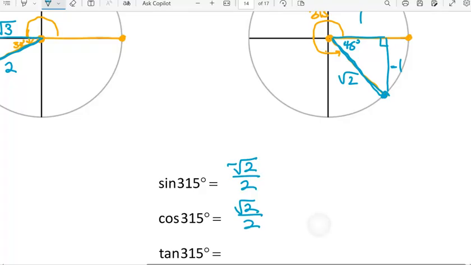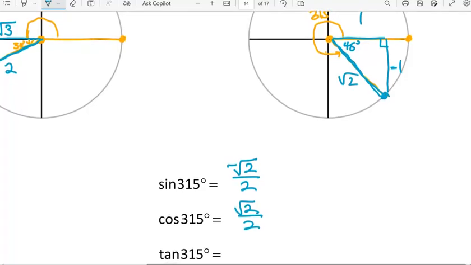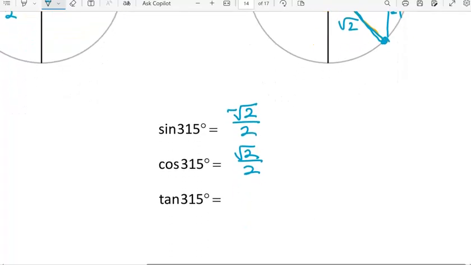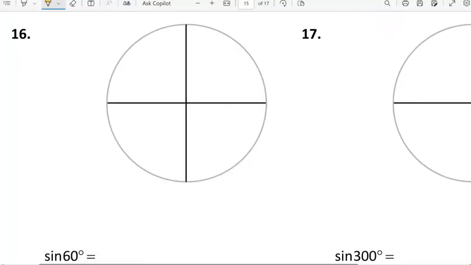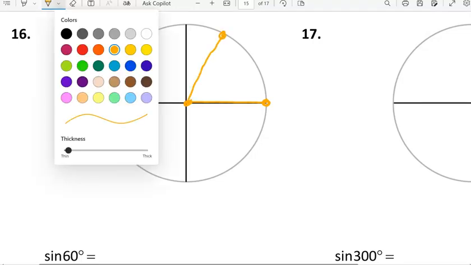And tangent is the ratio of opposite to adjacent. That's going to be -1 over 1, which is -1. In 16, we're looking at a 60 degree angle. Initial side is on the positive x-axis, and rotate 60 degrees from there.